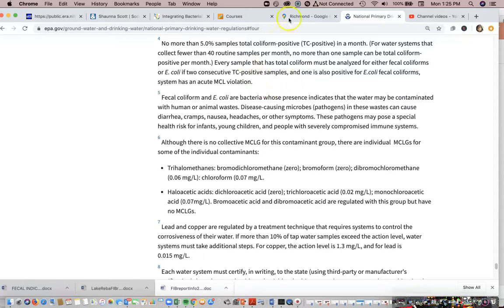So we don't want to ever see an E. coli in our water. And if you do, you want to put a boil water advisory in place ASAP if you're a plant operator. All right, so hopefully that makes sense. No E. coli is our goal. And never do we want to see more than 2 consecutive total coliform samples as well.